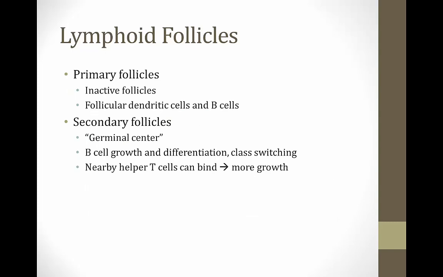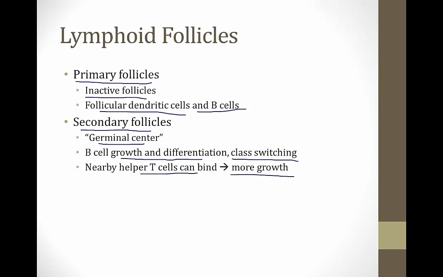There are two types of follicles in the cortex. Primary follicles are inactive. These contain follicular dendritic cells and B cells, but they are quiet. The secondary follicles are what you see during inflammation and infection. They're also called germinal centers, and these are sites of B cell growth and differentiation. This is where B cells may class switch and start secreting different types of antibodies. There are also nearby helper T cells in the paracortex, which we'll talk about in a minute, and these can bind antigens and stimulate more growth from the B cells.